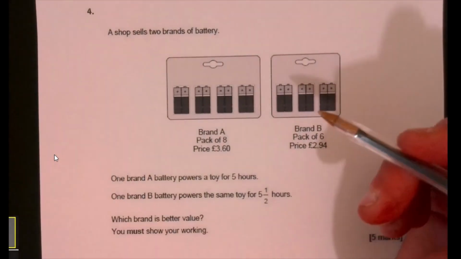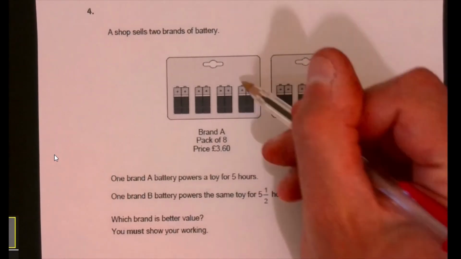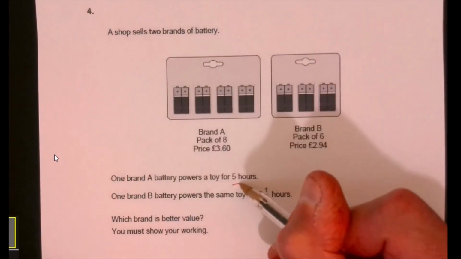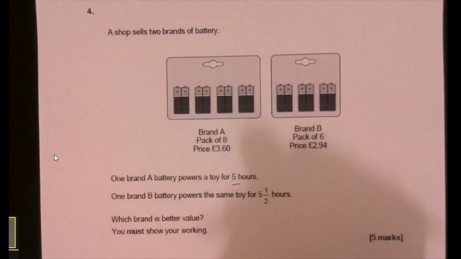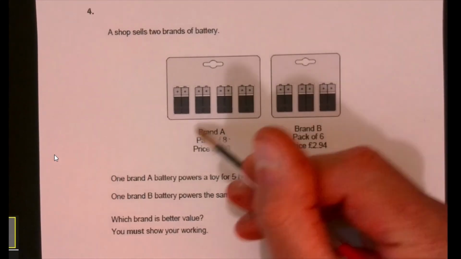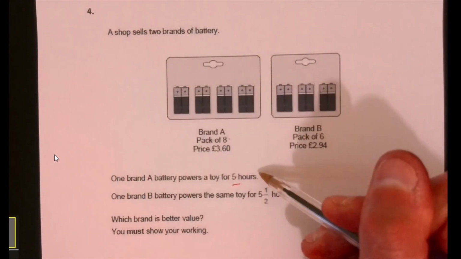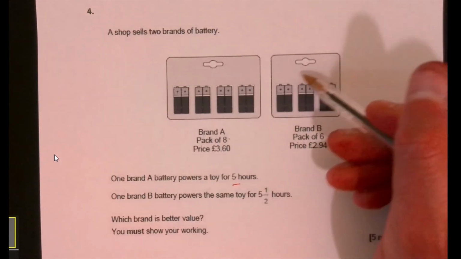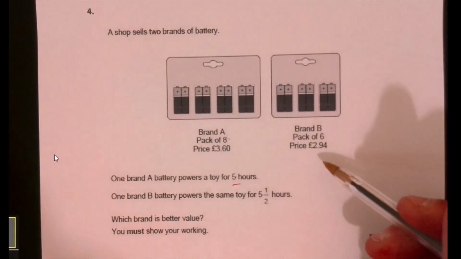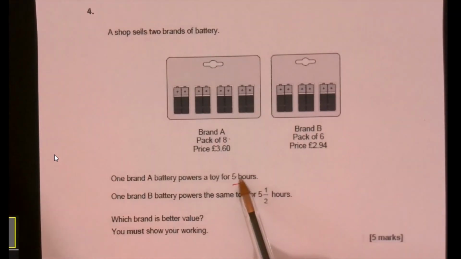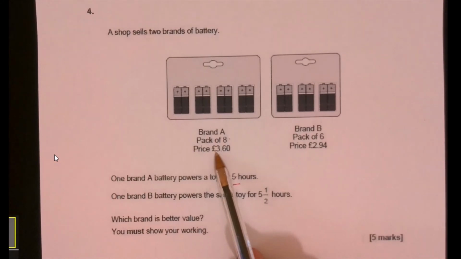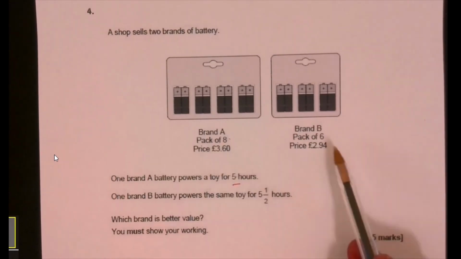So the best way of thinking about this is that these 8 batteries all last 5 hours. So 8 times 5, that's how many working hours you're going to get. Do the same for this. How many working hours do you get with the batteries? Then you can work out, so you get them for £3.60 for how many hours, so then you could just work out the cost of 1 hour. Work out the cost of 1 hour.